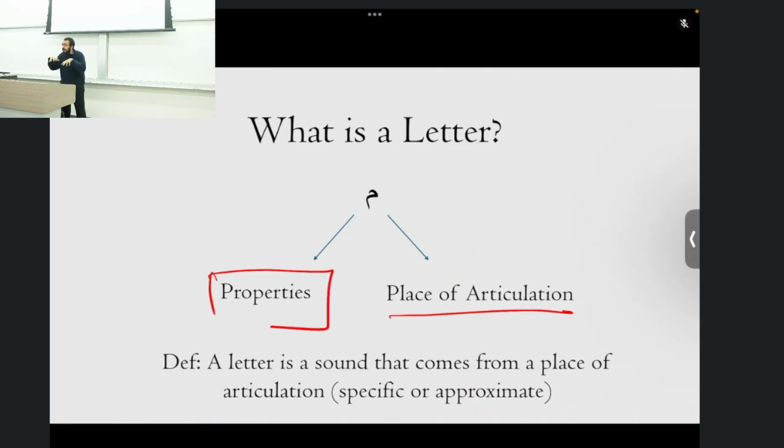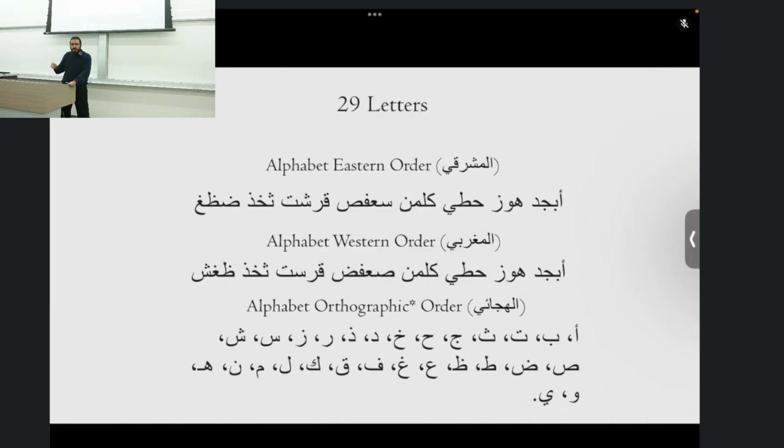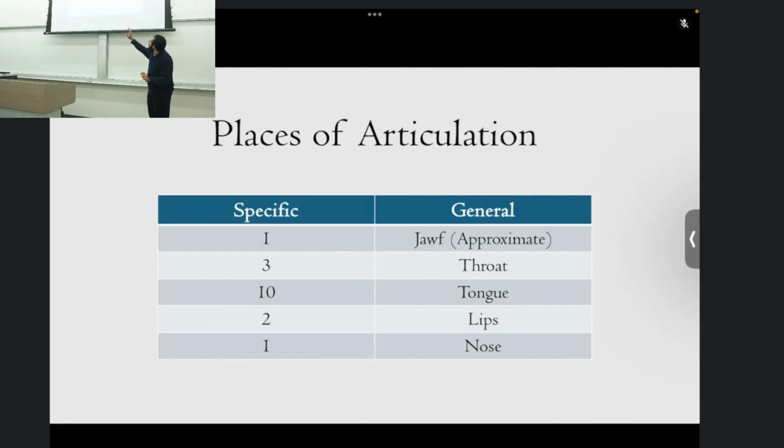So what we're basically doing nowadays, last class, and we're continuing this class, is we're basically looking at all the places of articulation of the letters. We're going to go through every single letter, and then we're going to say where in the mouth, in the throat, in the tongue, do I actually have to move to actually emit that sound? Okay? So we did last class, we said there is 29 letters in the Arabic language, and there's different ways to order them. Then we talked about the different places of articulation.